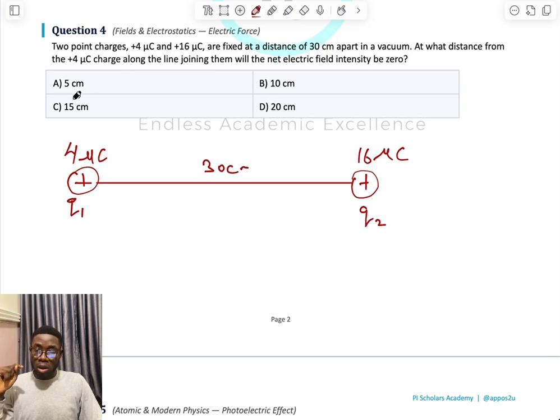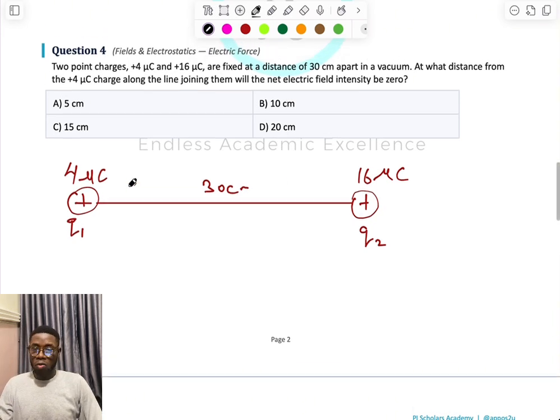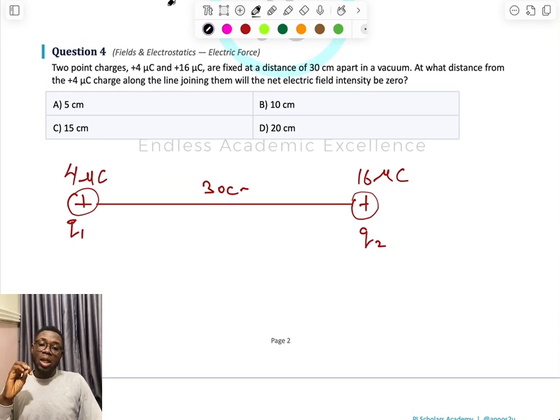At what distance from the plus 4 microcoulomb charge along the line joining them will the net electric field intensity be zero? So here's what happens. Whenever you have isolated point charges of this sort, they have electric field intensity around them. But for now, I want to restrict it to right and left. On the right of the 4 microcoulomb, as you begin to move away, you have electric field intensity. On its left as well, you have electric field intensity.